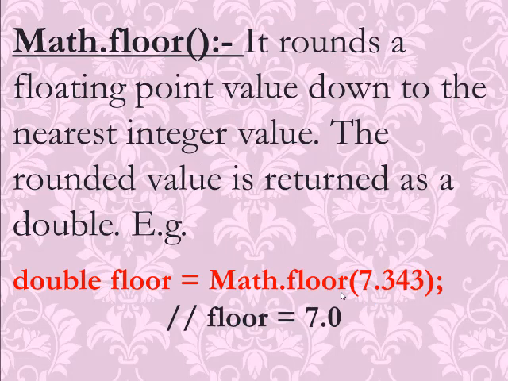Next is math.floor function. Math.floor function returns the lower value of the given argument. Like if you write math.floor 7.343, 7.343 lies between 7.0 and 8.0, so it will return 7.0. So math.ceil will return 8.0, math.floor will return 7.0.